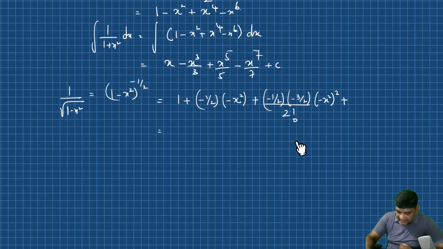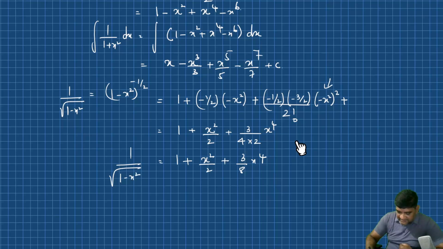So this can be written as 1, negative into negative is a positive, x squared by 2, negative into negative is positive. The next term is going to be a positive because this entire thing has been squared. So I'm going to have a 3 by 4 into 2 factorial, which is simply a 2, and this is x to the power of 4. Nothing gets cancelled, so I can continue writing this as 1 plus x squared by 2 plus 3 by 8 x to the power of 4, and this is 1 by root of 1 minus x squared. This is the expansion of it.